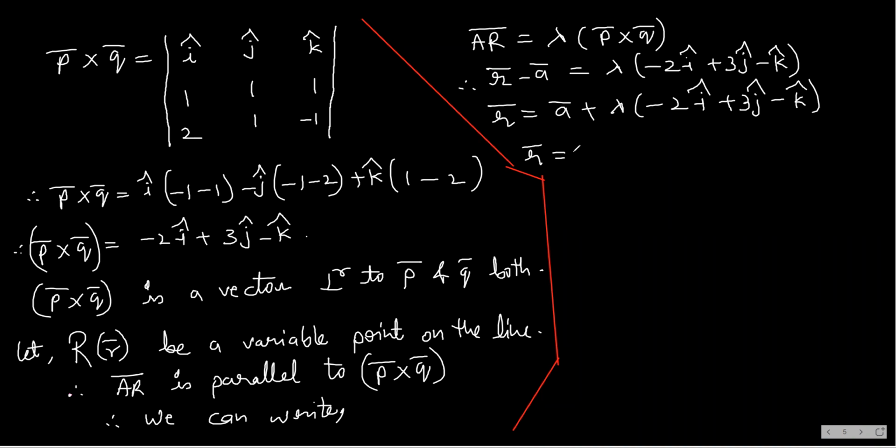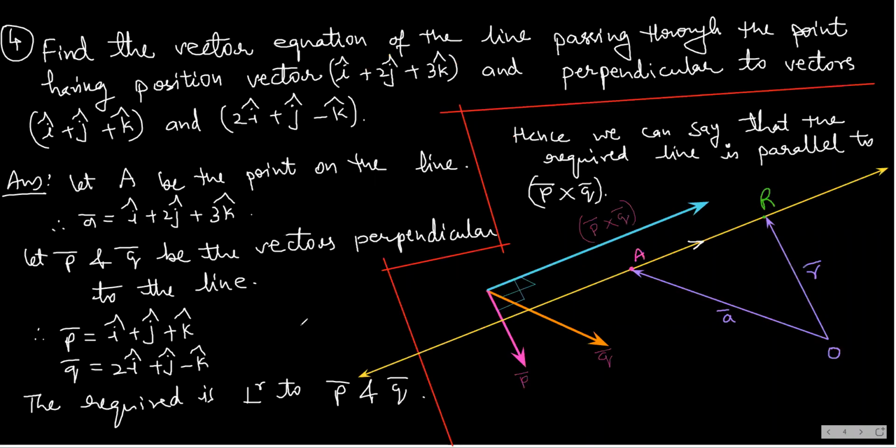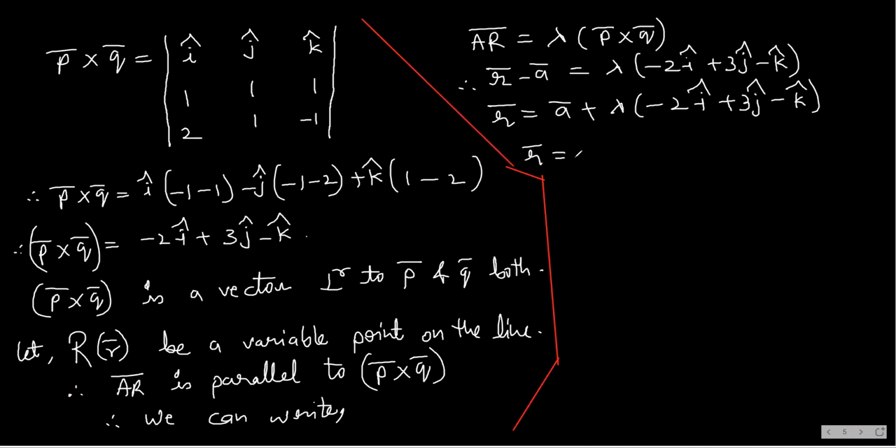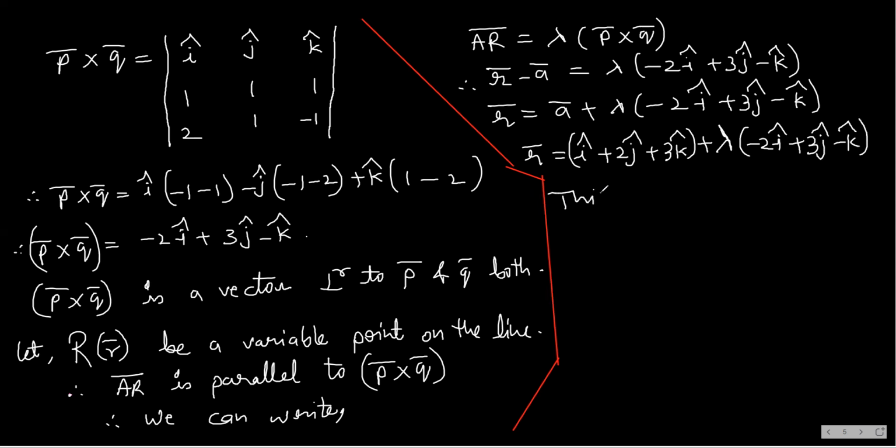Therefore, R bar is equal to A bar. What is A bar? A bar here is I cap plus 2J cap plus 3K cap, that is 1, 2, 3. So R bar is I cap plus 2J cap plus 3K cap plus lambda times (minus 2I cap plus 3J cap minus K cap). This is the required vector equation of the line.